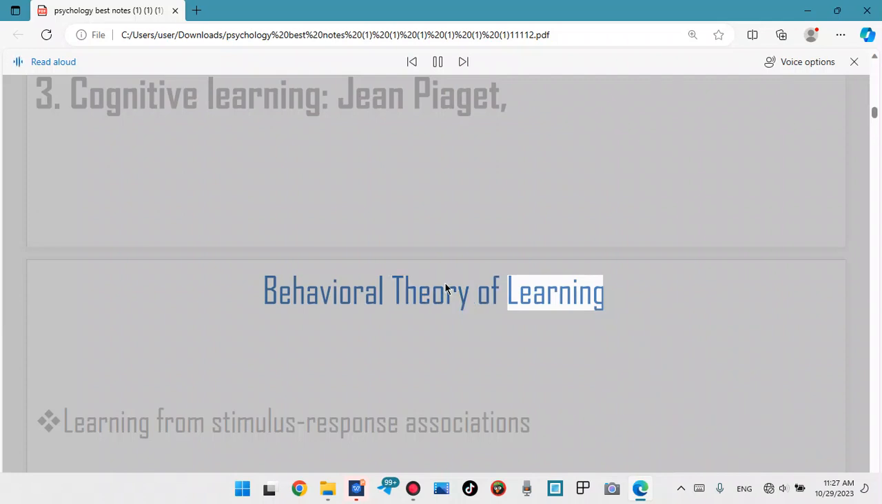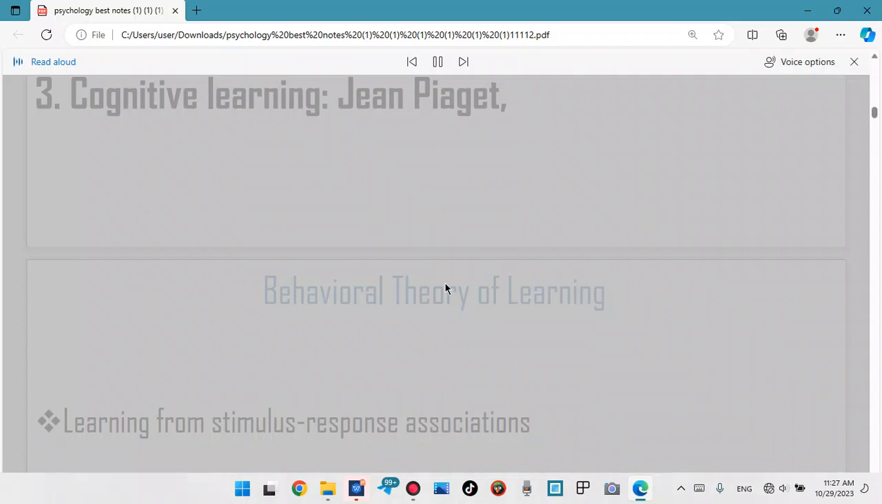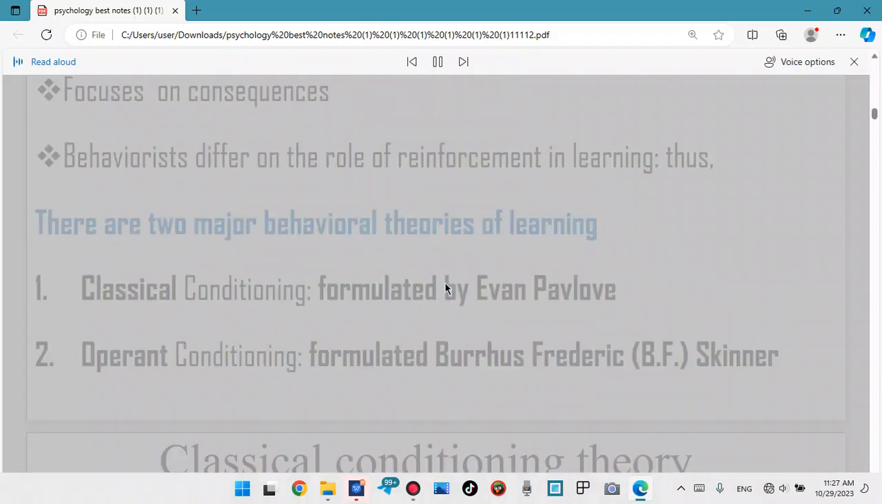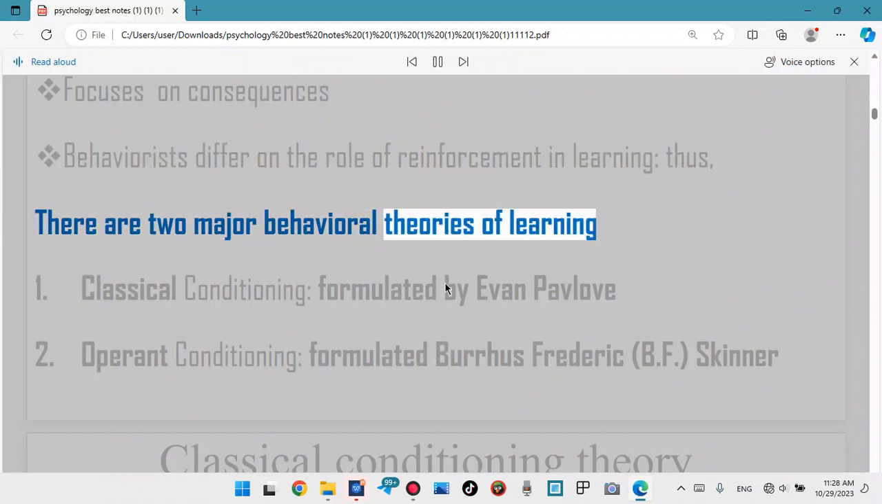Behavioral theory of learning. Learning from stimulus-response associations. It emphasizes observable behaviors. Think back to the definition of psychology. It focuses on consequences. Behaviorists differ on the role of reinforcement in learning. Thus, there are two major behavioral theories of learning.